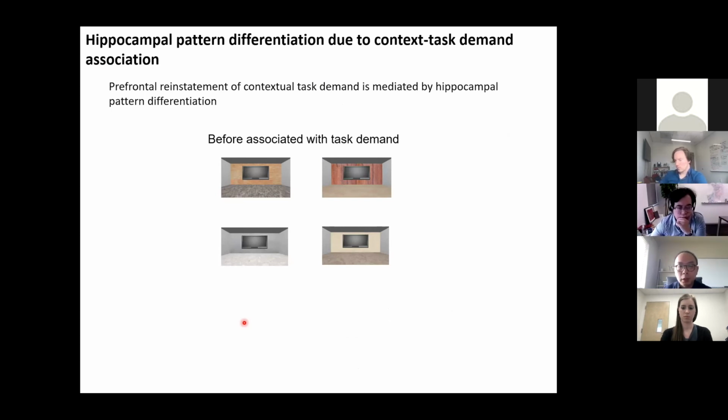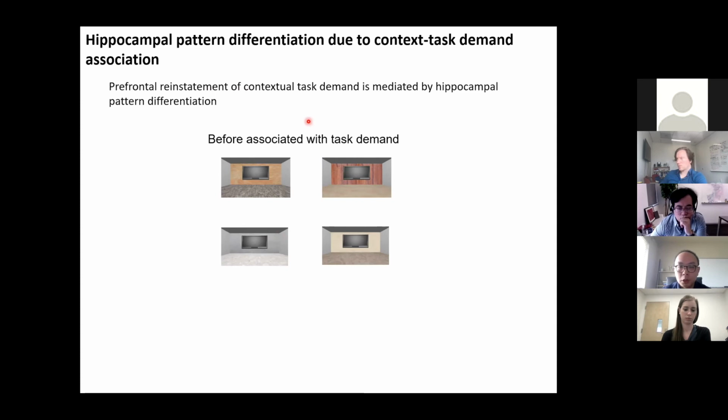The first thing we did is to correlate the strengths of the prefrontal reinstatement, like I showed in the previous slide, with the univariate activity in the hippocampus at the time of the onset of the context. And we indeed see a positive correlation, such that the stronger the hippocampal activity is, the stronger the prefrontal reinstatement of the associated task demand is. So that's our first hint that the hippocampus is involved in the retrieval of the task demand.